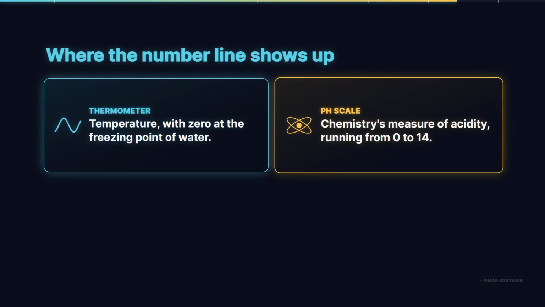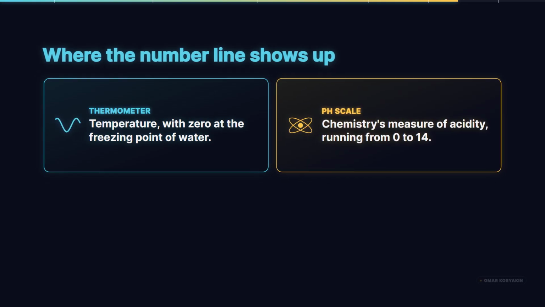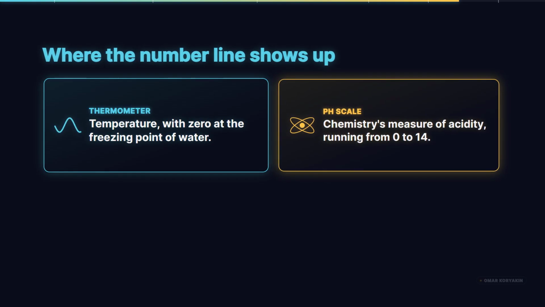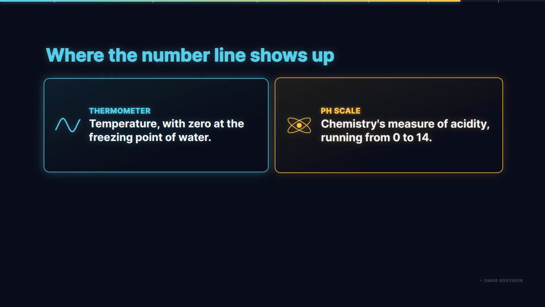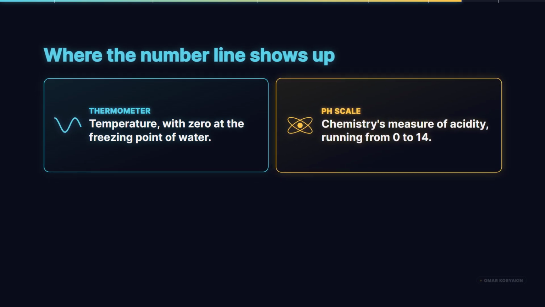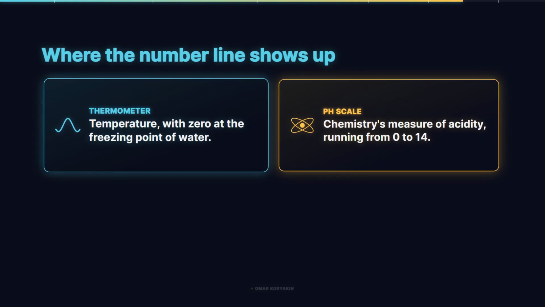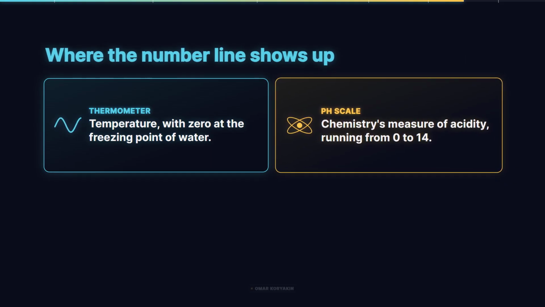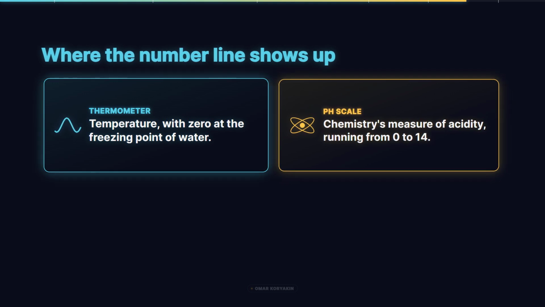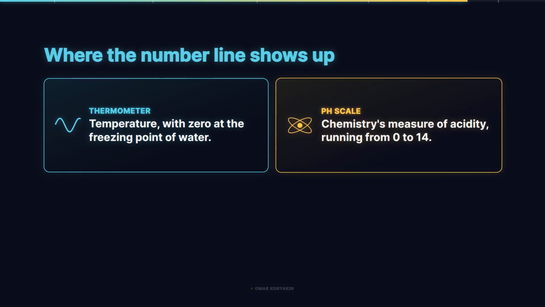On the pH scale in chemistry, acidity is read on a number line from 0 to 14, with 7 sitting in the center as the neutral value. Lower than 7 means the solution is acidic. Higher than 7 means it is basic. Lemon juice sits near pH 2. Pure water sits at pH 7. Household bleach sits up near pH 12. Every solution has one exact pH, just like every number has one exact position.